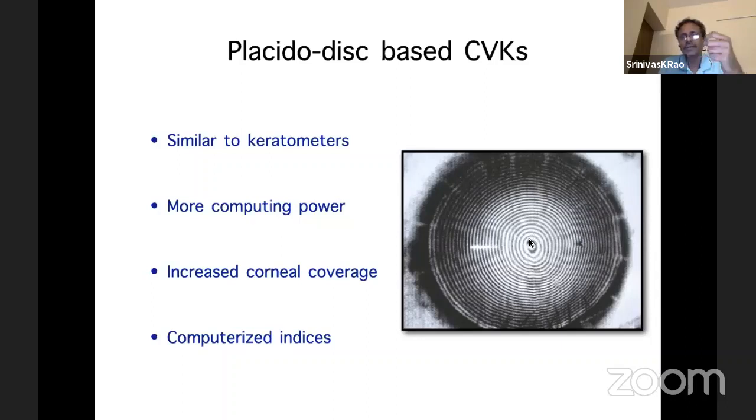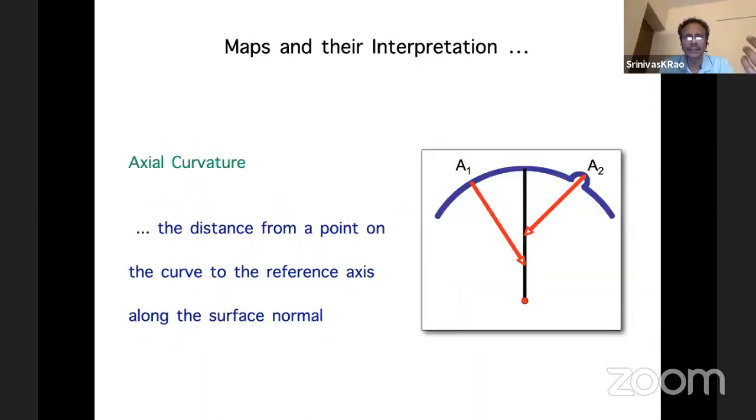computed, and so on. From here, we get power by using the same approximation in terms of the keratometer of 1.3375. And this radius of curvature map is converted also to a power map. And because there's a powerful computer attached, all of this is really real time, and you can get it at the click of a button.